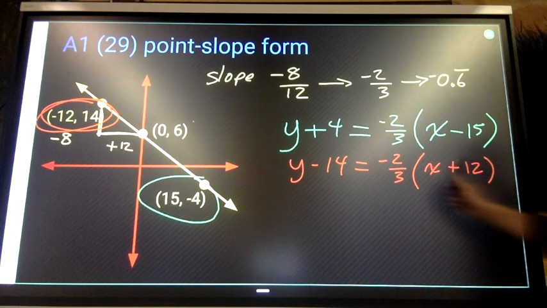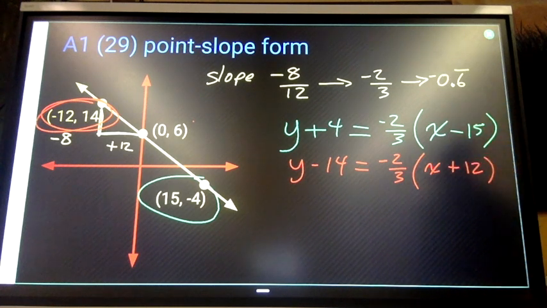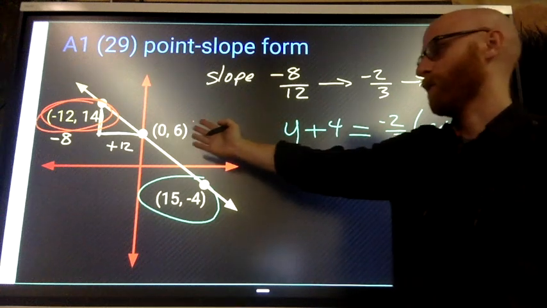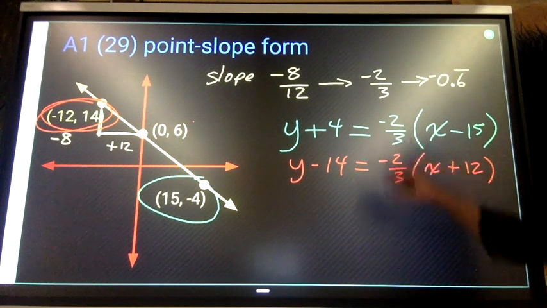Alright, this is thus a different looking equation for the same exact line. Either one of these would be right. I could get even a third equation using the point (0, 6). Alright, but anyway, that's the idea.